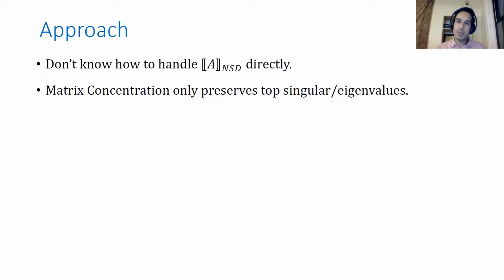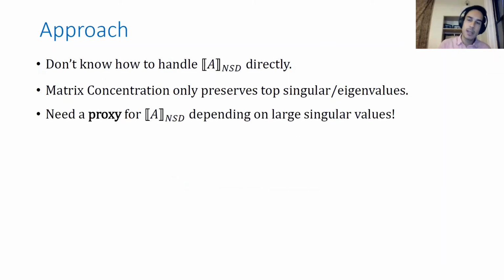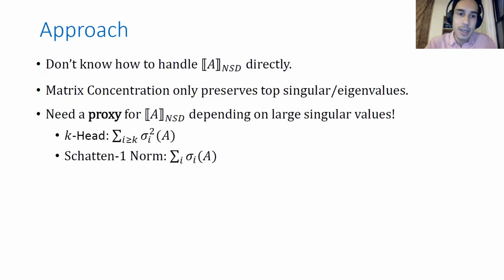We're only going to be able to preserve the large top singular values and eigenvalues when we go down to a smaller submatrix. So our solution at a high level is we're going to look for a proxy for this NSD part, which only depends on large singular values. In particular, we'll show one of two things: this so-called k-head, which is the sum of the top k squared singular values, or the Schatten-1 norm, which is the sum of all the singular values.